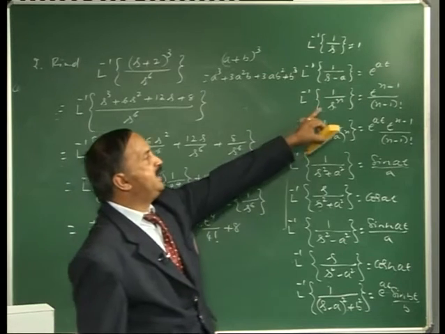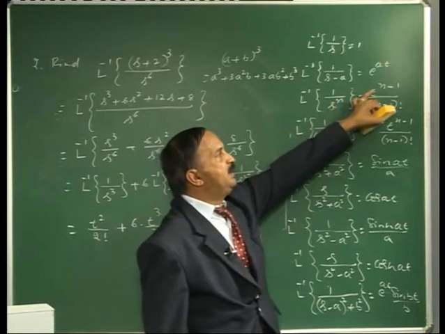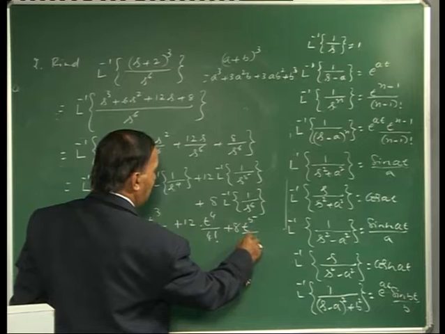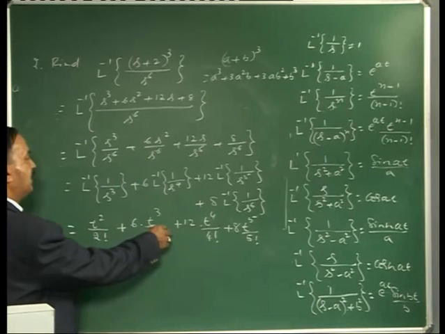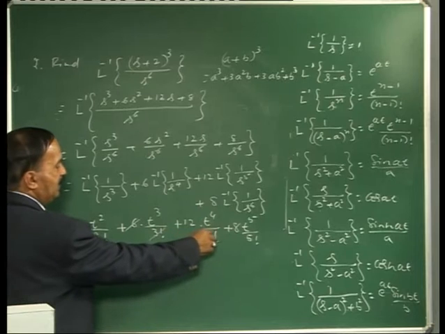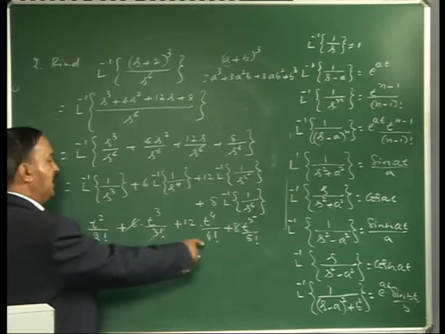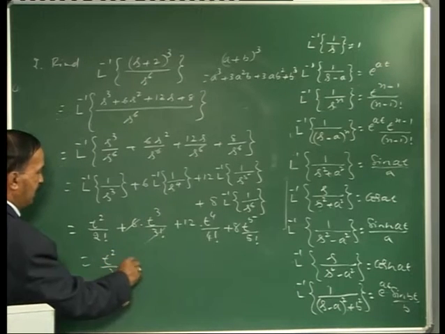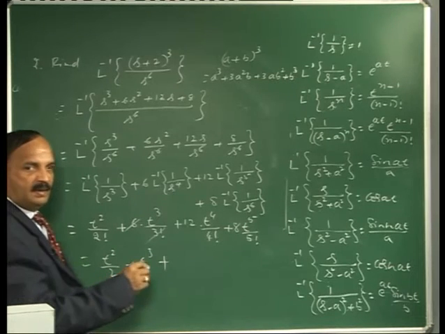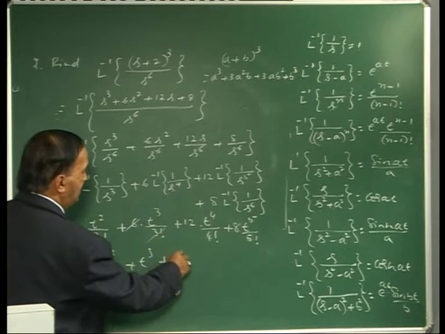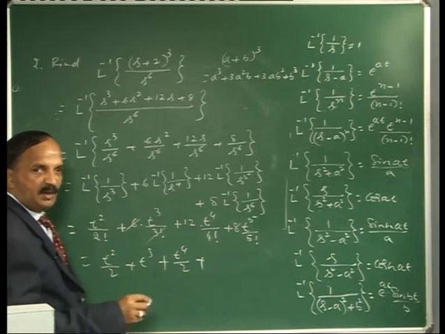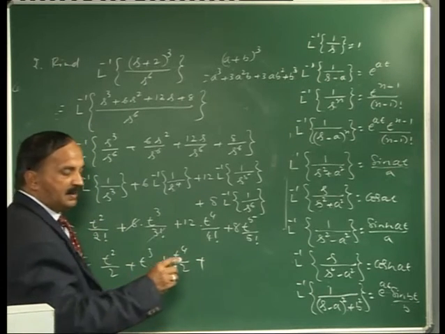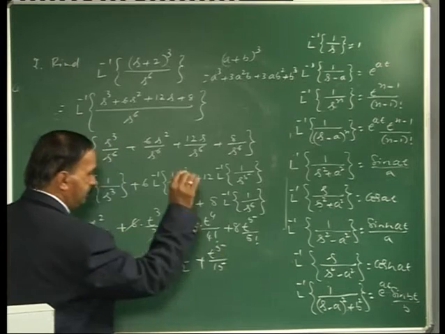Put n is equal to 6, you will get t to the power of 6 minus 1 by 6 minus 1 factorial, that means here t to the power of 5 by 5 factorial. This is the answer. You can simplify here: 3 factorial and 6 cancel, like that you can cancel here. You will get 4 into 3 cancelled, that means 1 by 2 here. The final answer is t square by 2 factorial, which is 2, plus t cube plus t to the power of 4 by 2 plus 8 t to the power of 5 by 5 factorial. After simplifying, this becomes 8 t to the power of 5 by 15. This is the answer.